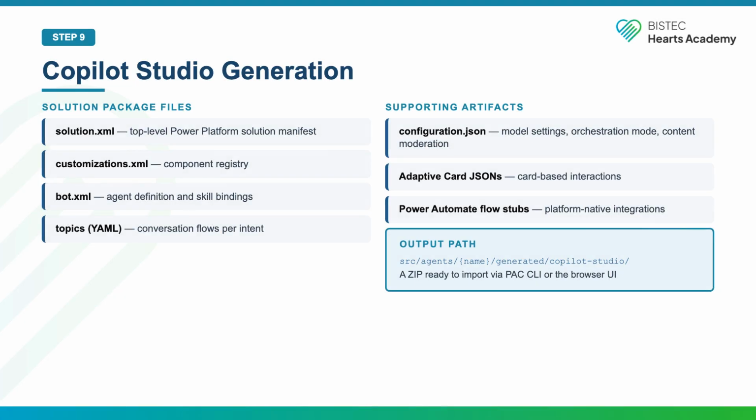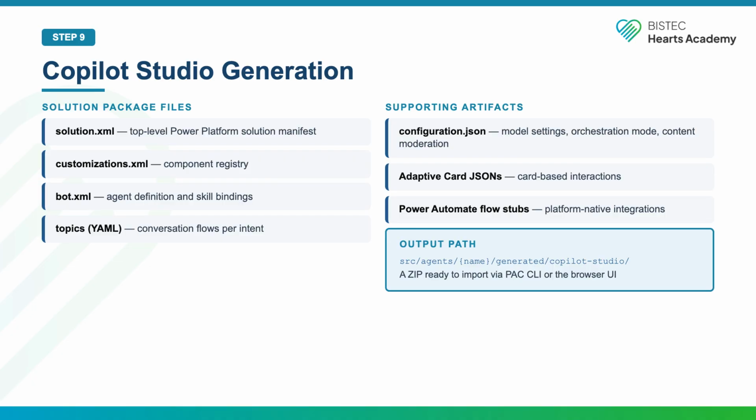Copilot Studio is the primary production target in this workflow. When Step 9 runs, it produces a complete Power Platform solution package. The core files are solution XML, the top-level solution manifest, customizations XML, which registers all the components, bot XML, which defines the agent itself and binds its skills, and a set of YAML files, one per topic, that encode each conversation flow.